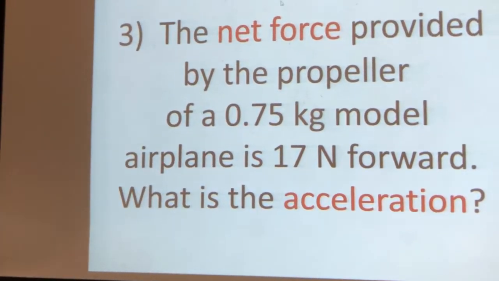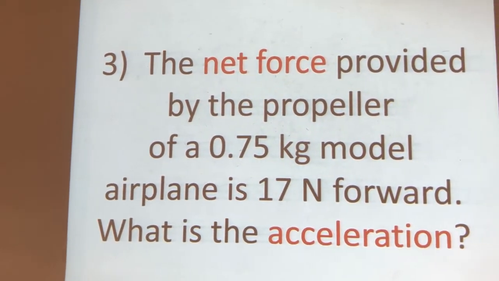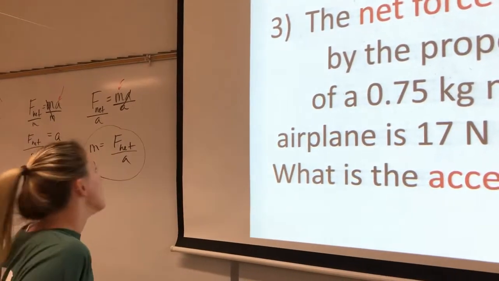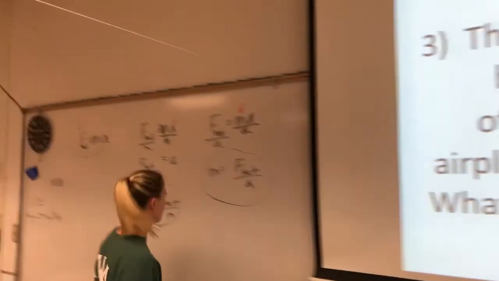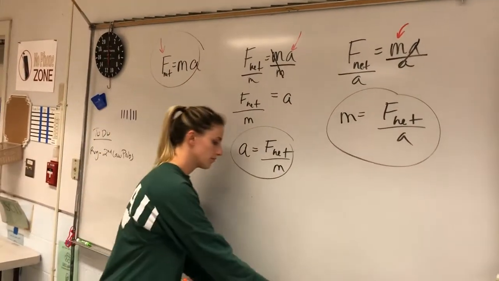The net force provided by the propeller of a 0.75 kilogram model airplane is 17 newtons forward. What is the acceleration? Which equation are we going to choose? We're trying to find the acceleration, so we're going to use this one right here.